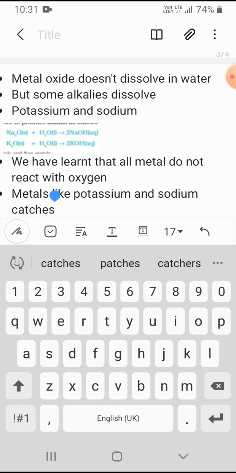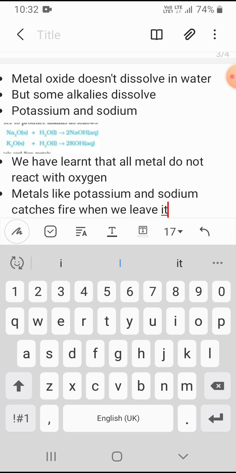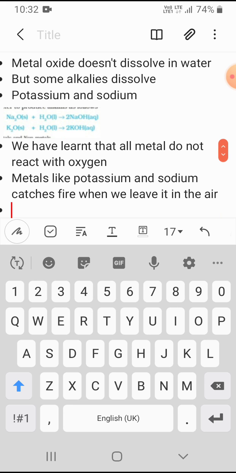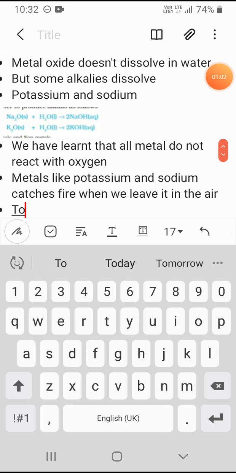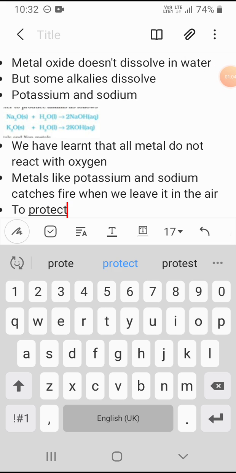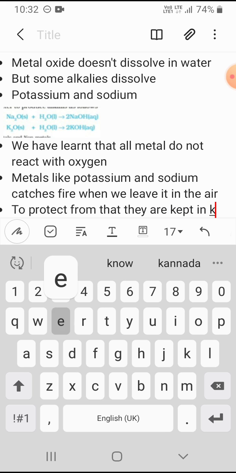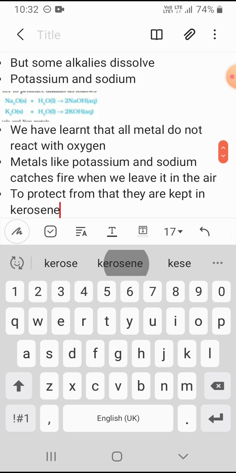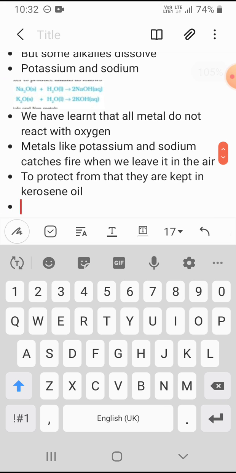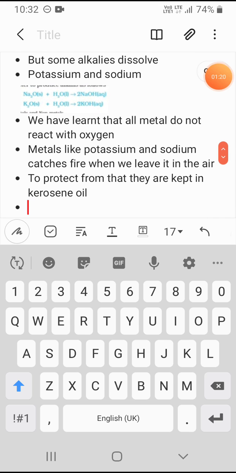Sodium. Metals like potassium and sodium catch fire when we leave them in air. To protect them from that, they are kept in kerosene oil, and many other metals are kept inside kerosene oil to protect them from catching fire.